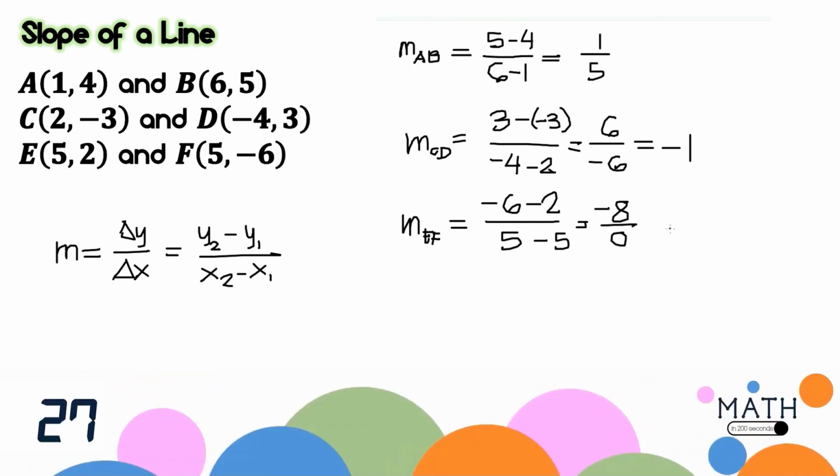What do you think is the slope of a line containing points E and F? The slope here is not 0, but it is infinity, or it doesn't exist in the realm of real numbers. In this sense, we still have a line. Okay, we still have a line, but if our slope does not exist, that line is actually a vertical line.